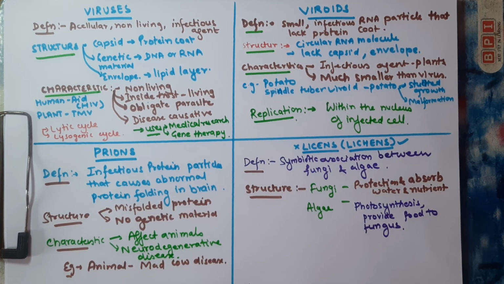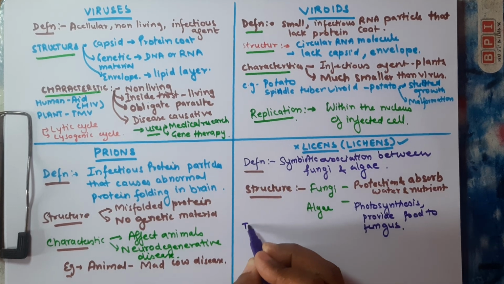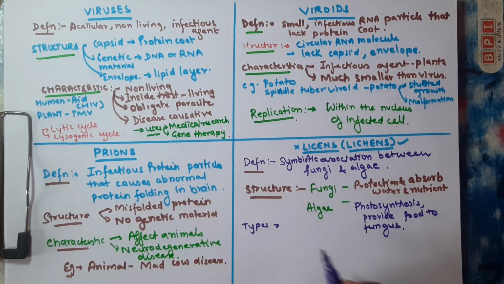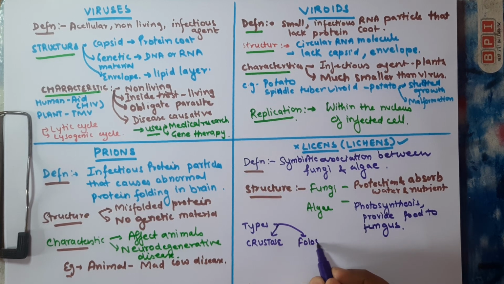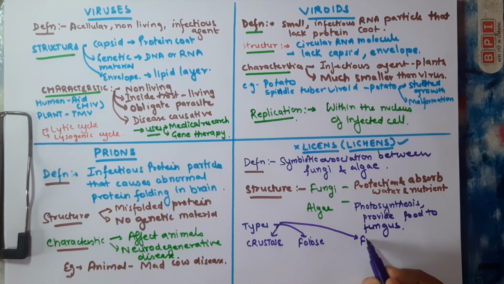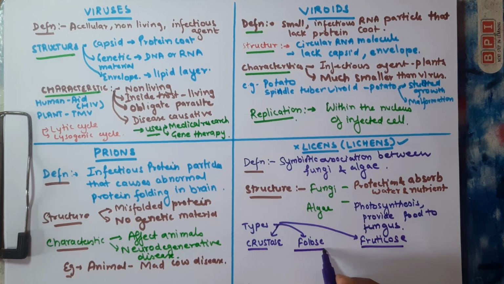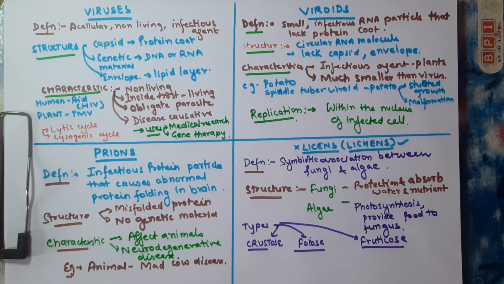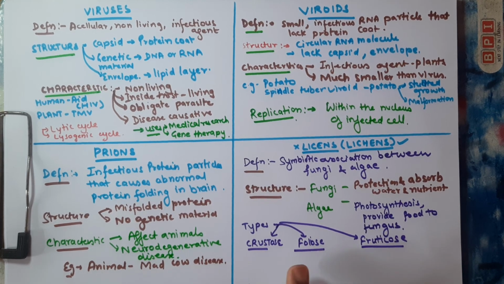There are three different kinds of lichens. The first one is the crustose, the second one is the foliose, and the third one is the fruticose. The crustose are flat or crust-like. Foliose are leaf-like. And the fruticose are shrub-like.